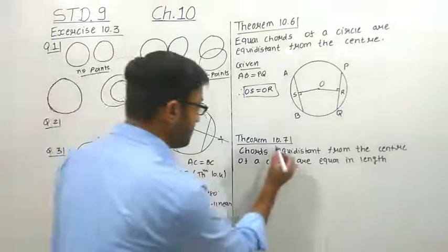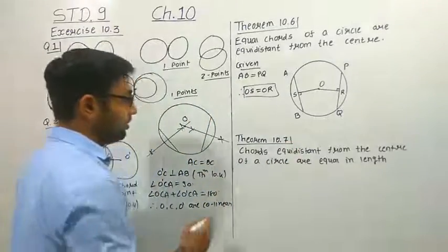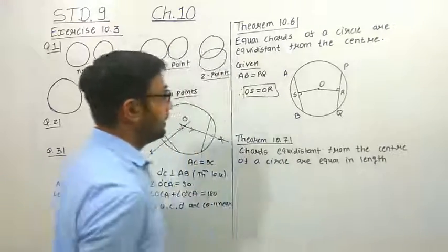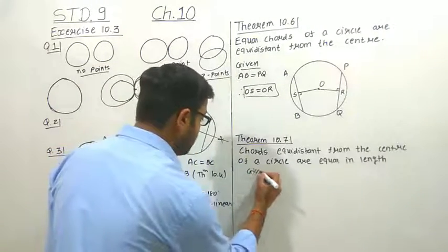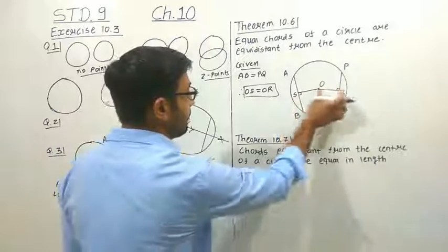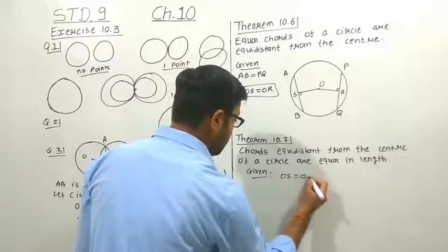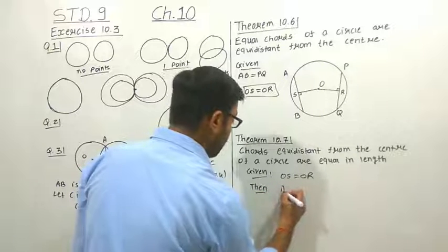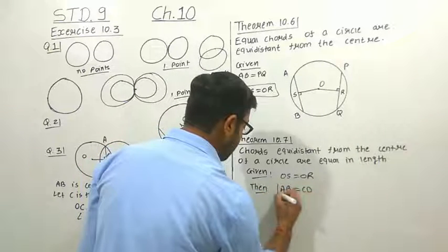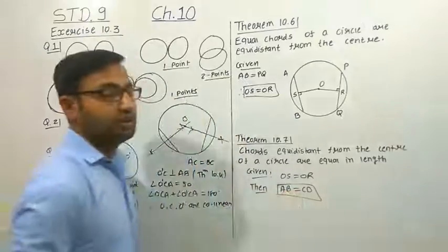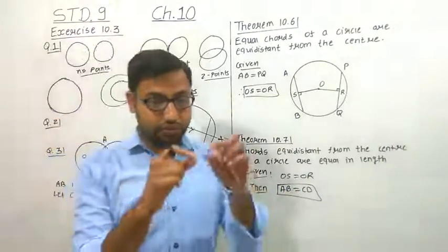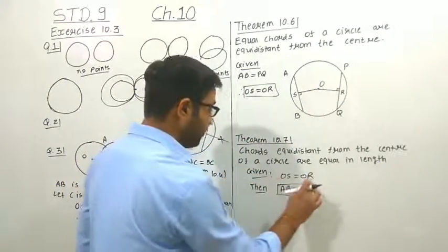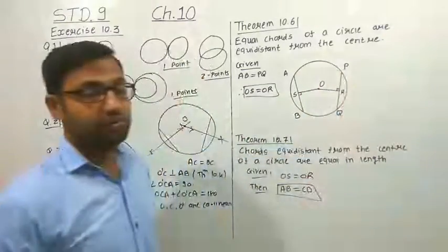Now theorem number 10.7 is the converse. Here we are given that chords equidistant from the center of a circle are equal in length. So the given condition is that the distances are equal, that is OS is equal to OR. Then we can write down that the chords are equal, AB is equal to CD. If two chords are equidistant from the center, then their lengths will be equal. Since we are given this distance as equal, the chords will be equal.